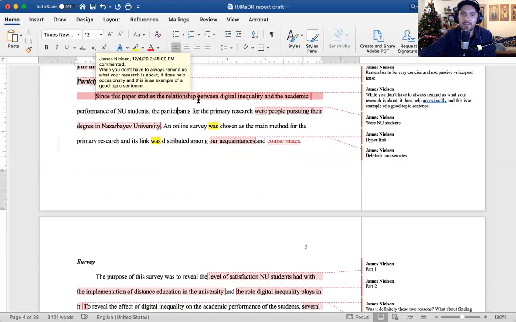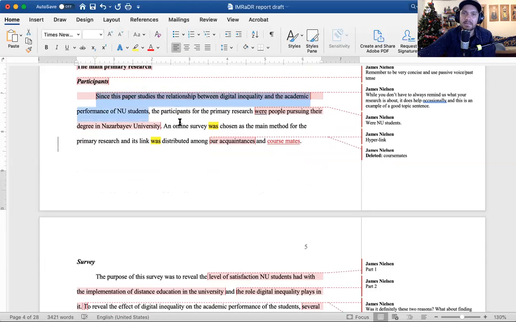Since this paper studies the relationship between digital inequality and the academic performance of students, that is summarized information from previous areas. It's okay if we get that information occasionally in each section. You just want to be careful not to overdo it, because we're trying to be concise and clear, but it is helpful and sometimes necessary for organization, right? Make sure you're using past tense and passive voice like they are here, okay? As long as it doesn't confuse the content, all right? We still need to understand the content.